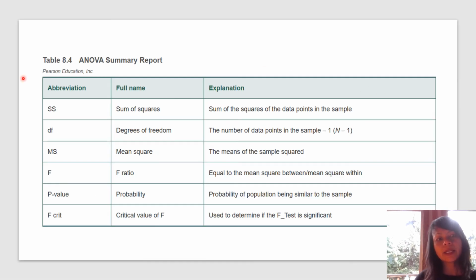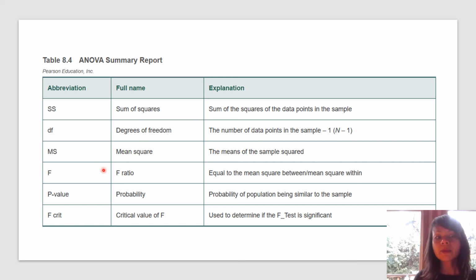Okay, so here is the ANOVA summary report, and this table explains the abbreviations that you'll see in your summary report. You have the SS, which is the sum of squares of the data points in the sample. You have the DF, which is degrees of freedom, and it's the number of data points in the sample minus 1.